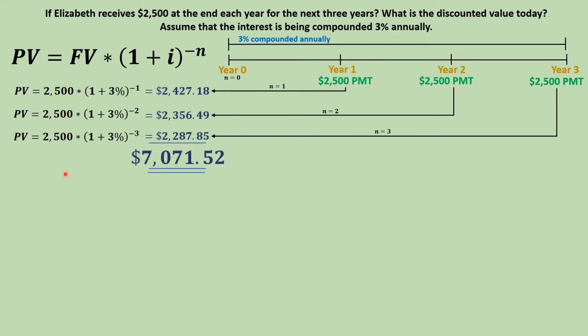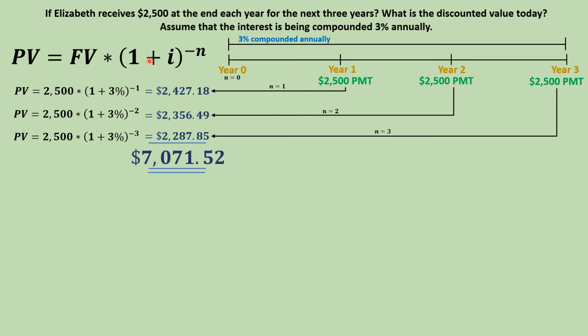And therefore, the total discounted value of the money Elizabeth is going to receive over the next 3 years is $7,071.52. So we've practically solved the question, right? Although it's an annuity question, we use the compound interest formula to solve it. Now we've done it, so we're good to go.